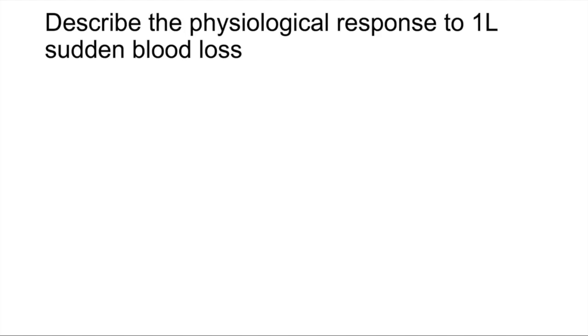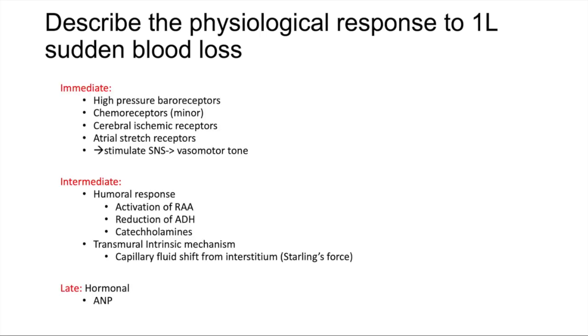So, next question. Describe the physiological response to 1 liter of sudden blood loss. This question is similar to the question where we are given 1 liter of saline. We can also structure the answers according to temporal events: immediate, intermediate, and late responses. Immediate responses are neural responses.